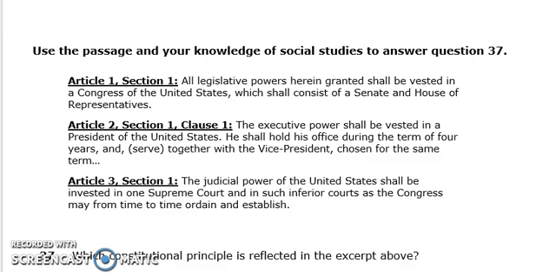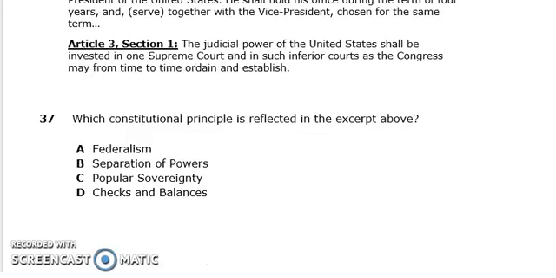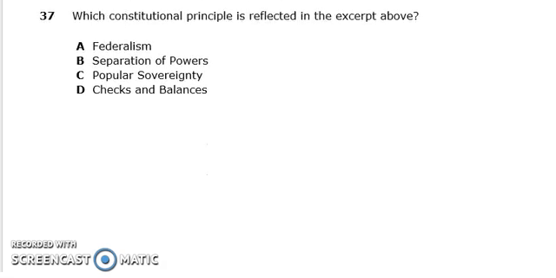Use the passage and your knowledge of social studies to answer question 37. Which constitutional principle is reflected in the excerpt above? A. Federalism. B. Separation of powers. C. Popular sovereignty. D. Checks and balances.